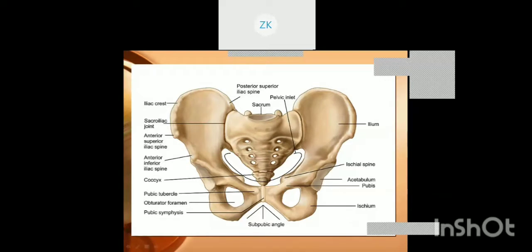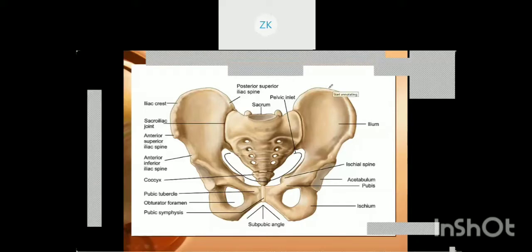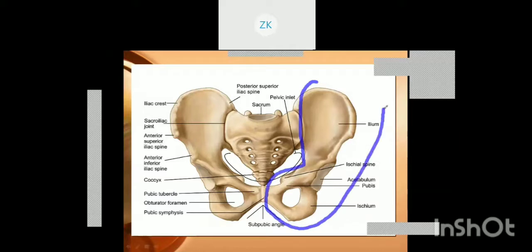So you can see, right? This is the innominate bone, as you can see. It consists of two innominate bones, then the sacrum, and then the coccyx. So these are the four parts. You got it?